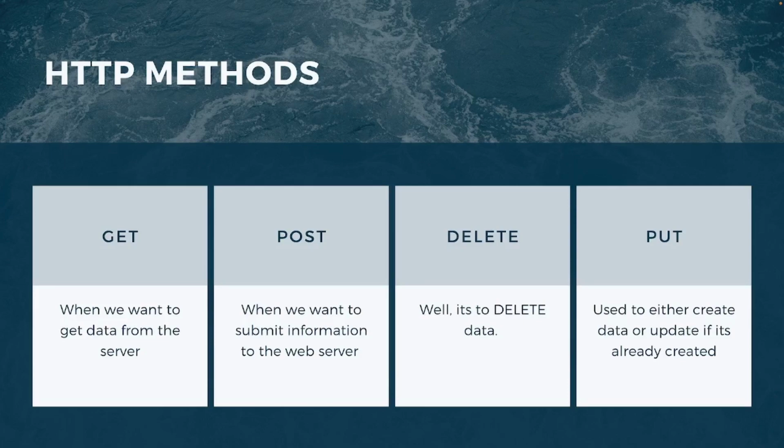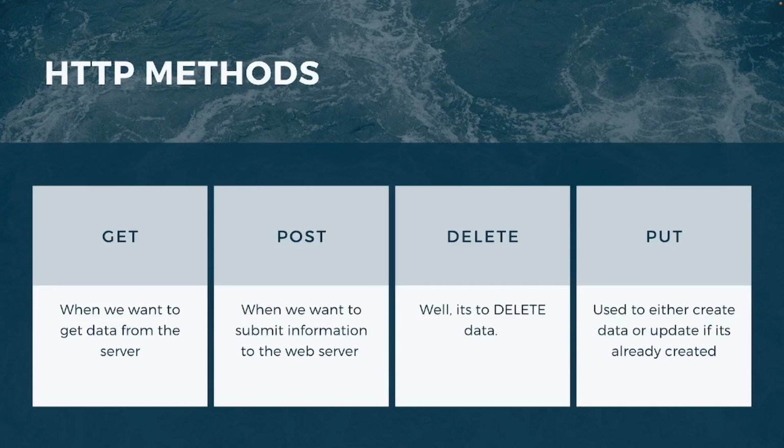Then delete. Well, it's used to delete data. So say for instance we can go back to the to-do, right? Say you're done with the to-do, and that to-do has an ID and you want to delete that specific to-do item. You can use the delete method to let the server know that based on this ID we want to delete that data.